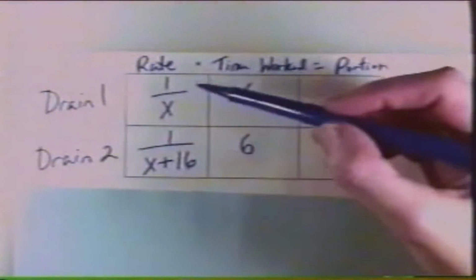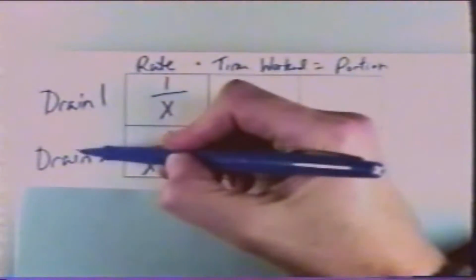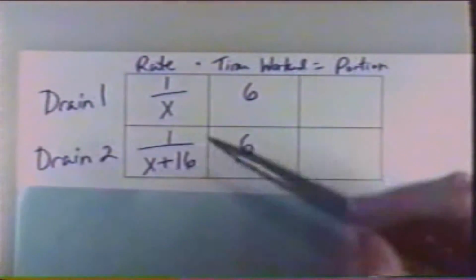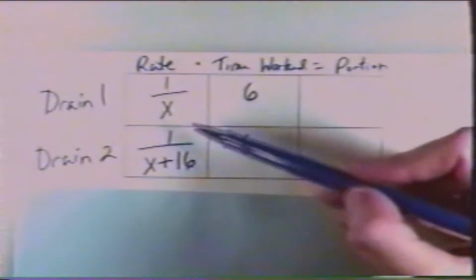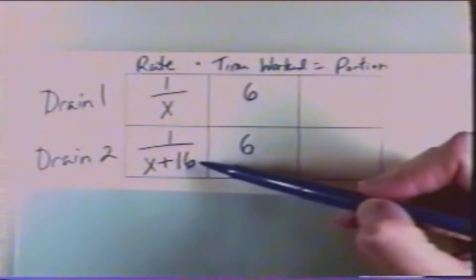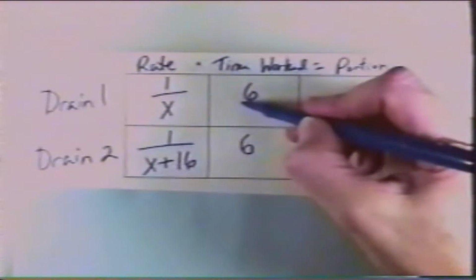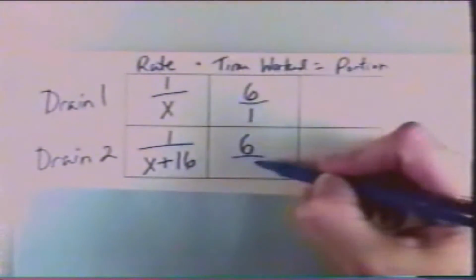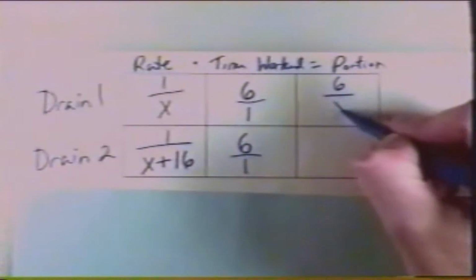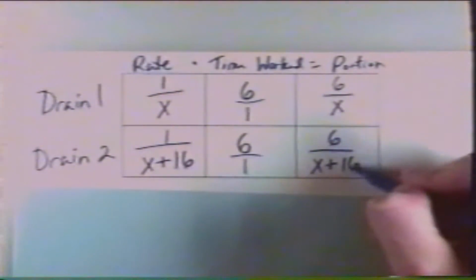Okay, so let's repeat. We don't know the rate of either one. And remember, the rate comes from the length of time that it takes each one working alone. So one of them is 1 over x, and we did know that one of them took 16 minutes longer than the other, so that's x plus 16. And the time worked was 6 for both when they were working together. So we're going to do the same thing we've been doing: 6 over 1, 6 over 1, and then multiply across. So that'll be 6 over x, and this one will be 6 over x plus 16.